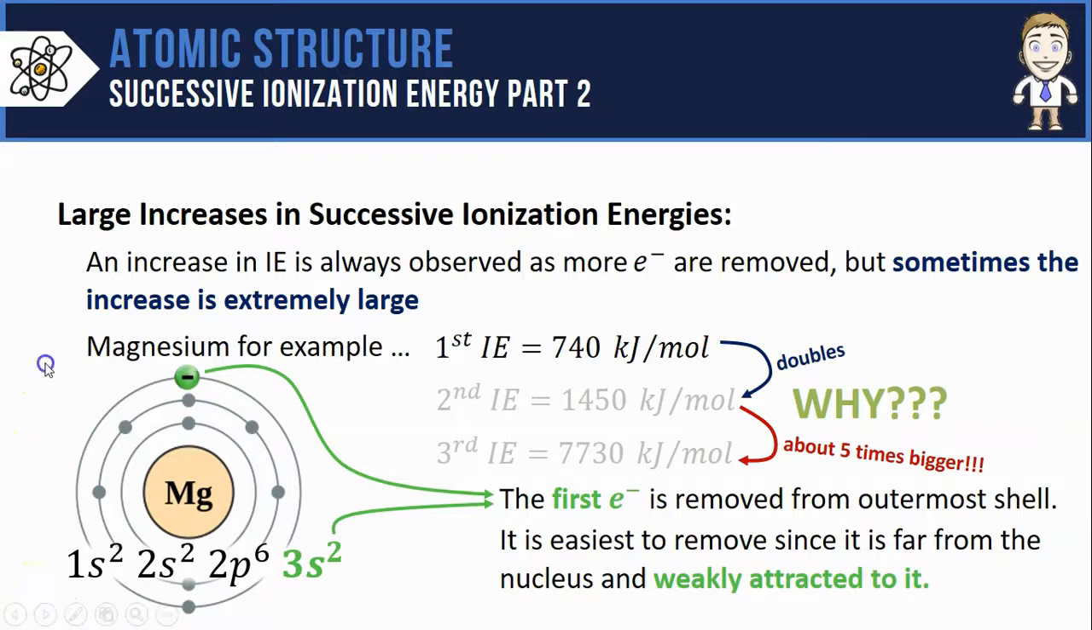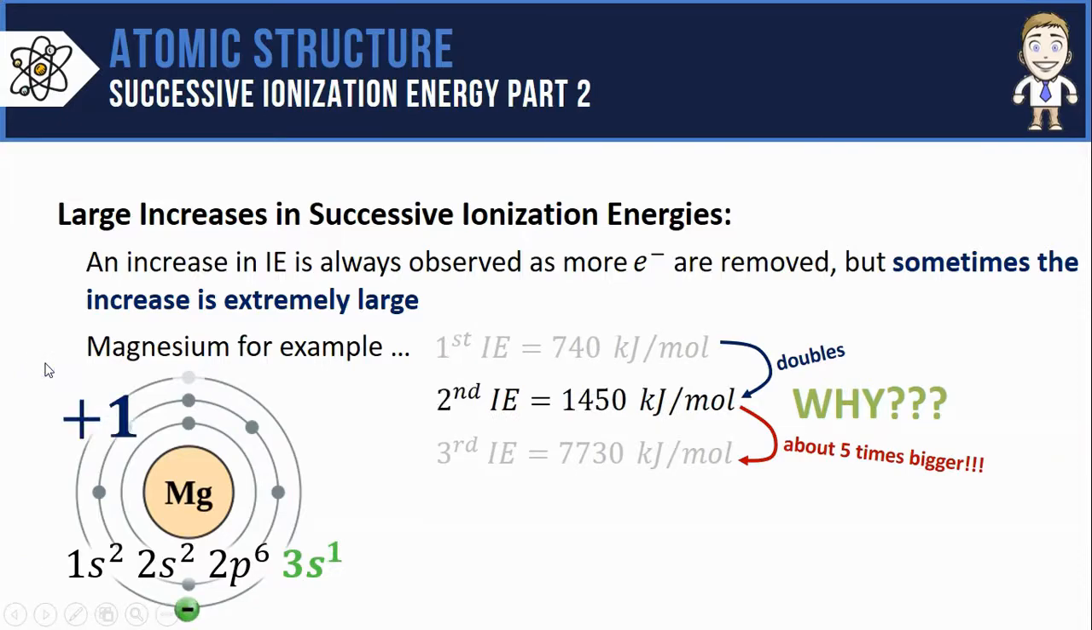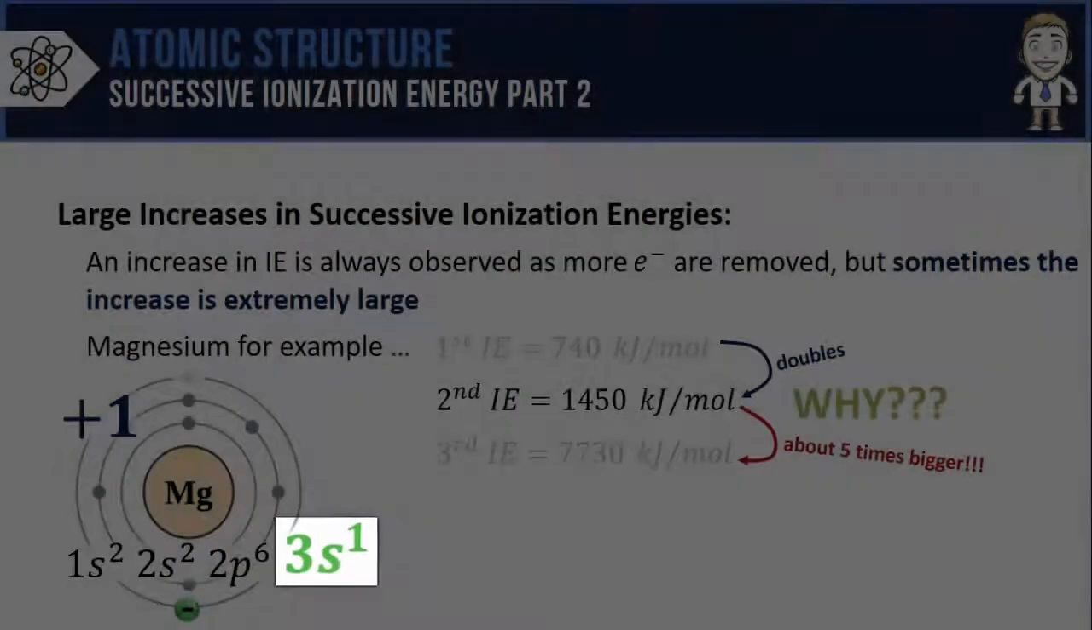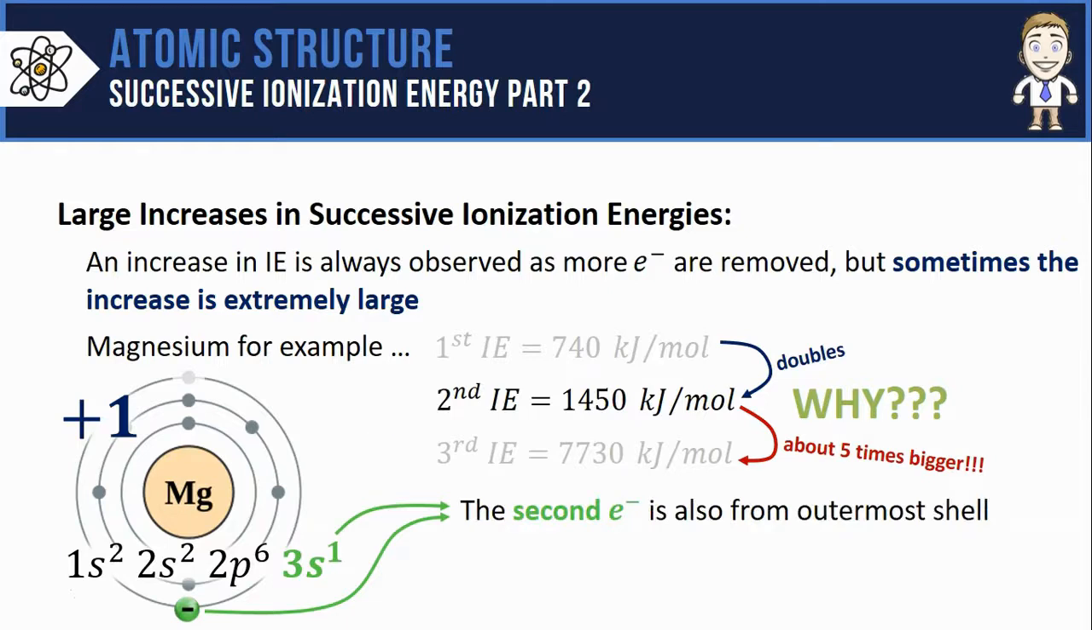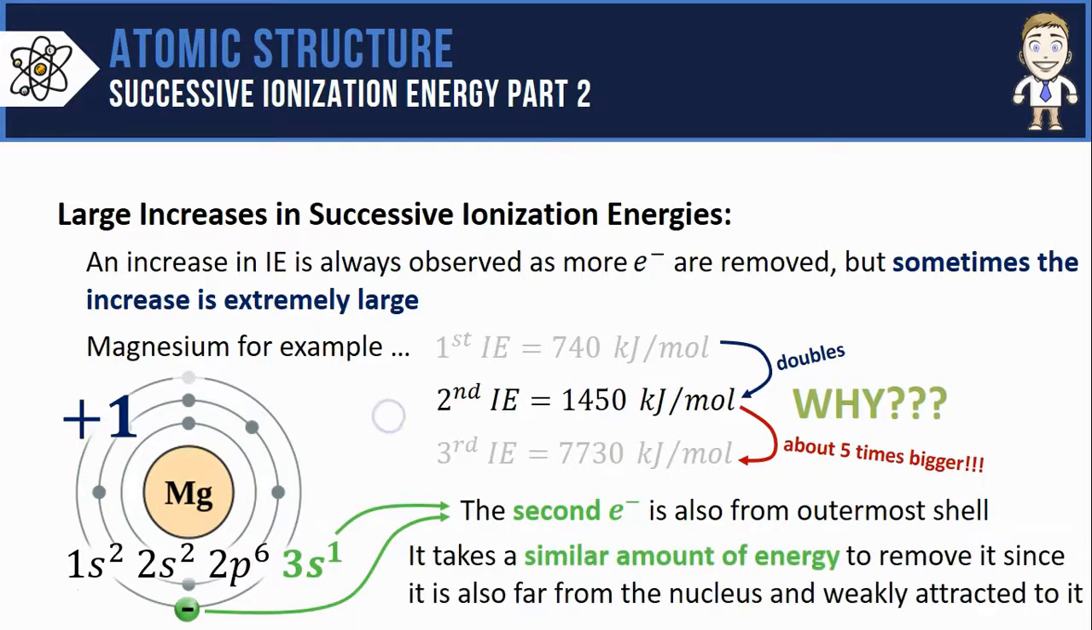After that electron has been removed, my configuration is no longer 3s2. Now it's 3s1 and my atom has a +1 charge. When we remove that second electron from the 3s1, it's also coming from the outermost shell of the atom. That's why it takes a similar amount of energy to remove it, since it's also pretty far from the nucleus and also fairly weakly attracted to it. The slight increase is due to the fact that the atom now has a +1 charge.